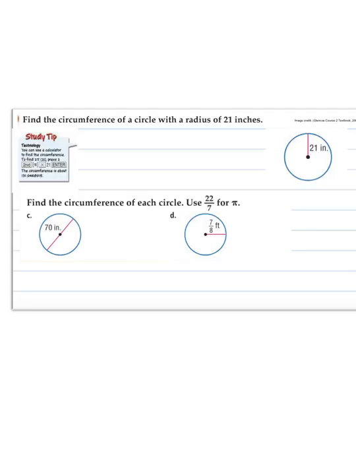All right, try these ones on your own and then come back and check. So find the circumference of a circle with a radius of 21 inches. So circumference equals 2 pi times the radius of 21. 2 times 21, plug in 3.14 for pi. This time it doesn't say anything for rounding, so I'm going to just leave it. 131 and 88/100 inches.